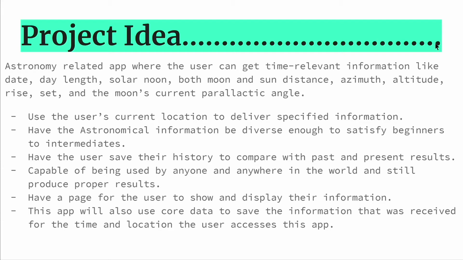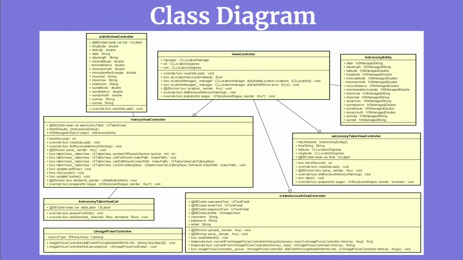For the class diagram, it is a little bit overwhelming, but it's important to see how these different aspects correlate to one another and how they work together to produce the fully functioning app. So we're going to go over each component and their primary responsibility.